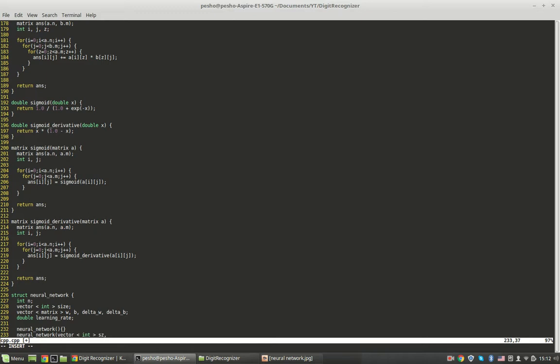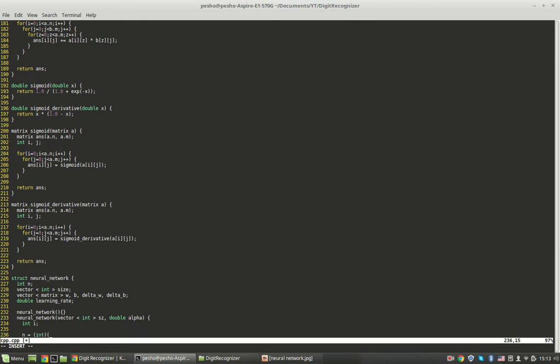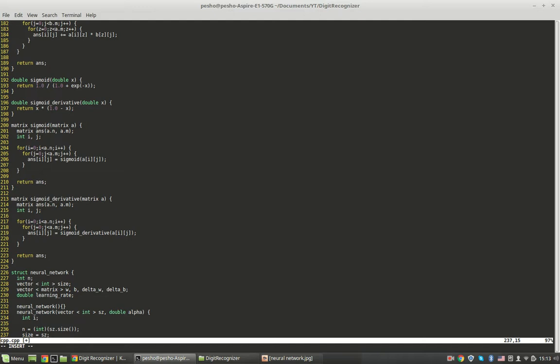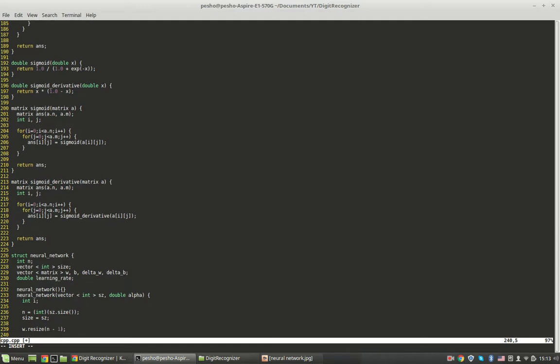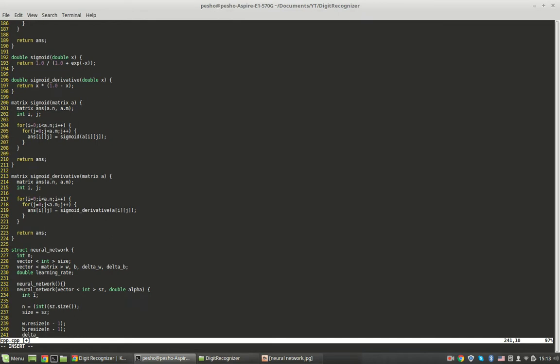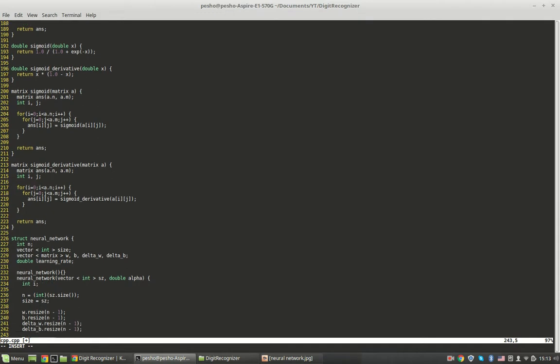SZ, of course, will be the vector of the sizes of the layers, and alpha is going to be the learning rate. So n is obviously the size of size. Size should be SZ. And now, since we have n layers, we need n-1 weight matrices and n-1 bias matrices, and also the delta W and delta B matrices should have the same sizes.